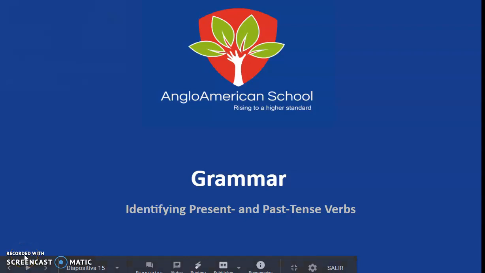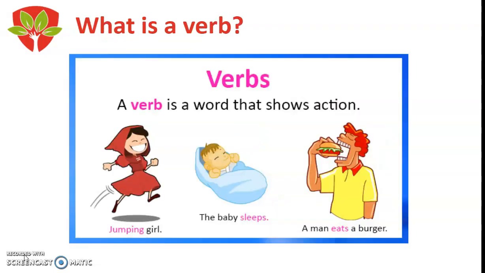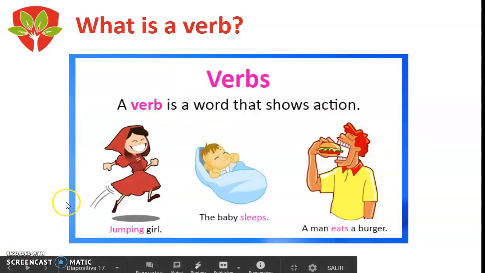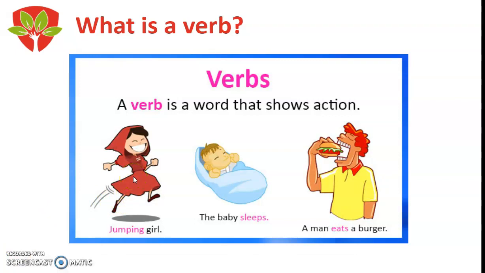Okay, guys, so we are going to have in here a grammar part of this lesson. We are going to identify the present and the past tense of some of the verbs, right? We have to remember that a verb is a word that shows an action. For example, jumping girl. What is she doing? She's jumping. So that means that is the action word, the verb.